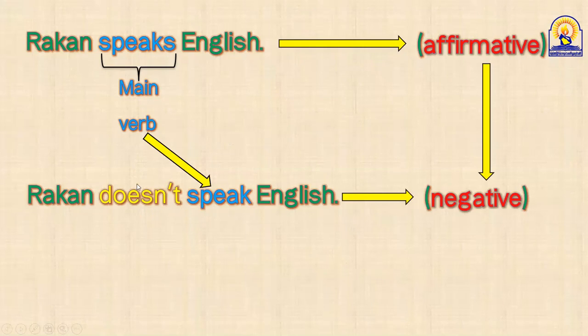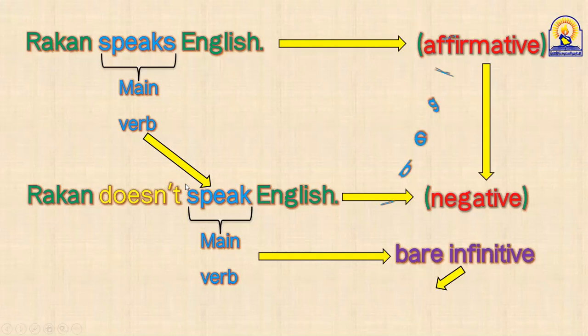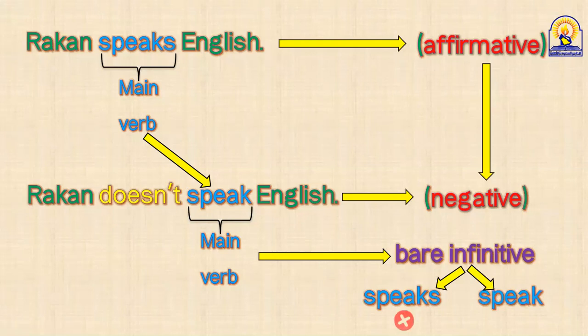If you use don't or doesn't or didn't, don't forget this step to change the main verb into infinitive form, bare infinitive. As you can see, speaks and speak. Which one is bare infinitive? Of course, not speaks, because speaks has extra s, and speak, this is the bare infinitive. Okay, another example.